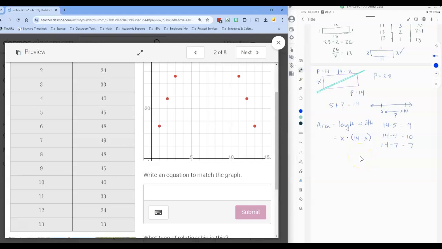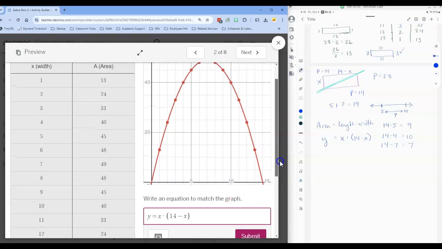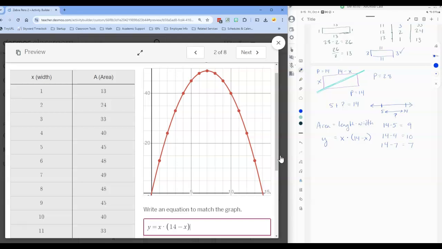And that is actually our equation. Y equals x times 14 minus x. If we type that in here, y equals x times 14 minus x, you'll see it does indeed match all of those dots. And it forms that parabola.